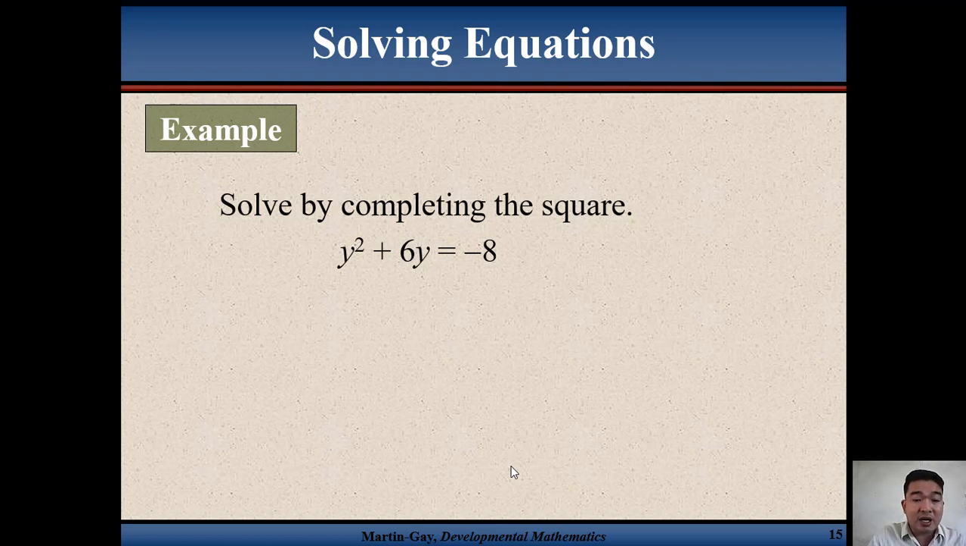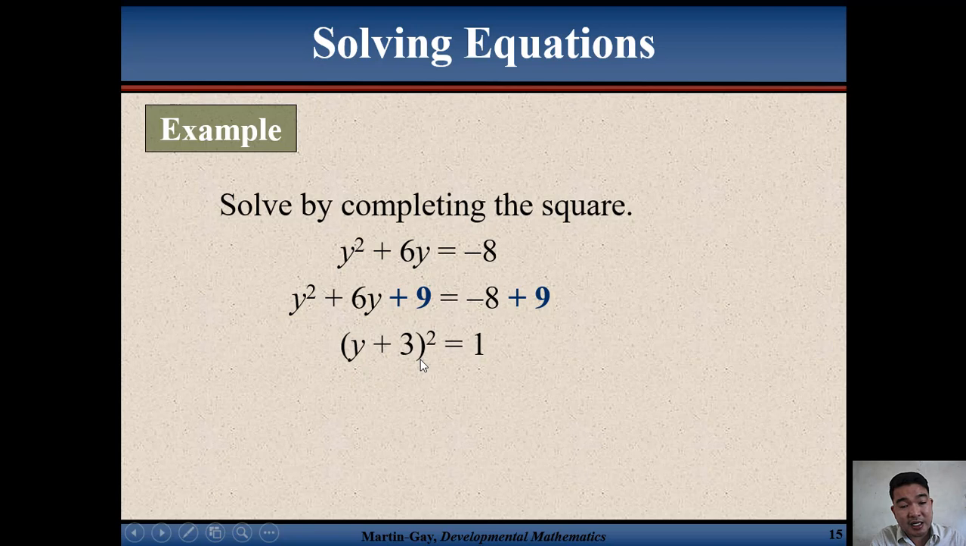So to complete the square, we have to get 1/2 of 6. What is 1/2 of 6? That is 3, and then you get the square of 3, that is 9. And that is what we are going to add to both sides of the equation. Plus 9 here and plus 9 at the right. And then the next step is to factor the trinomial here, y squared plus 6y plus 9. We factor it out, so we will be having the quantity y plus 3 squared equals 1, since -8 plus 9 equals 1.